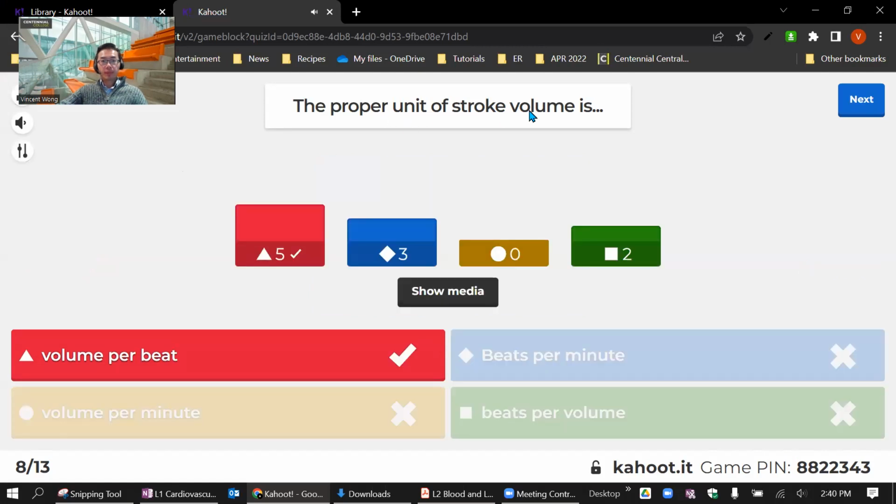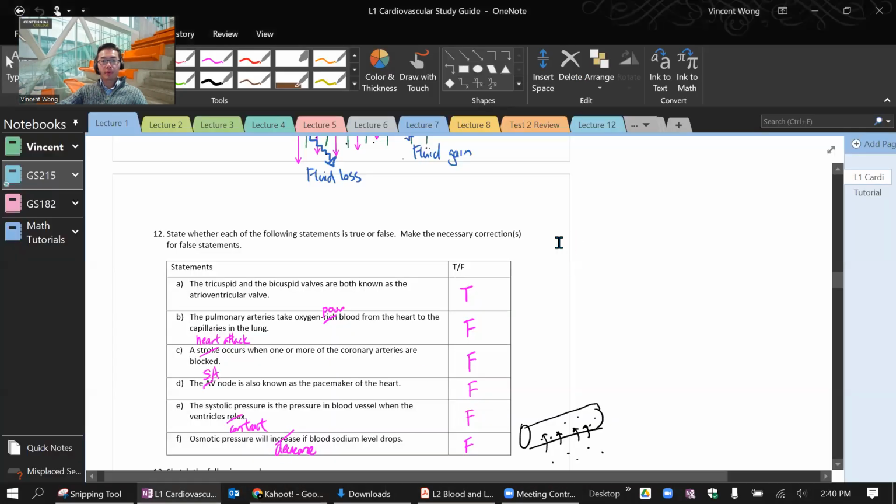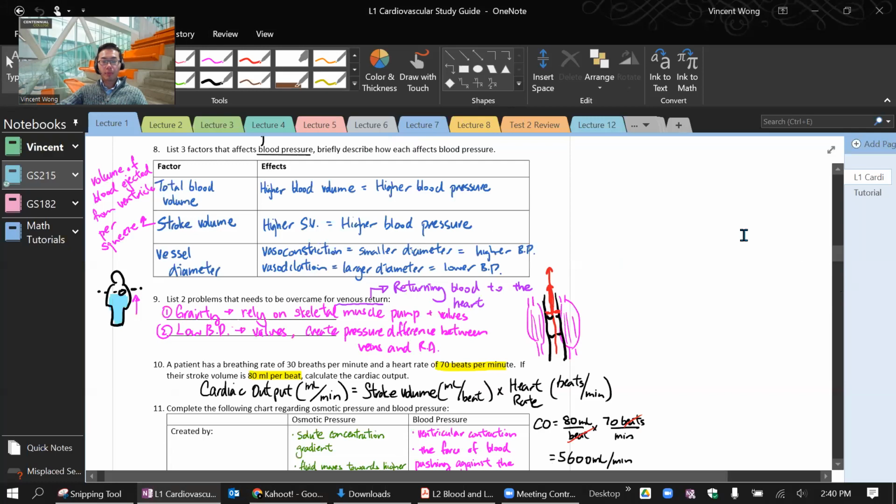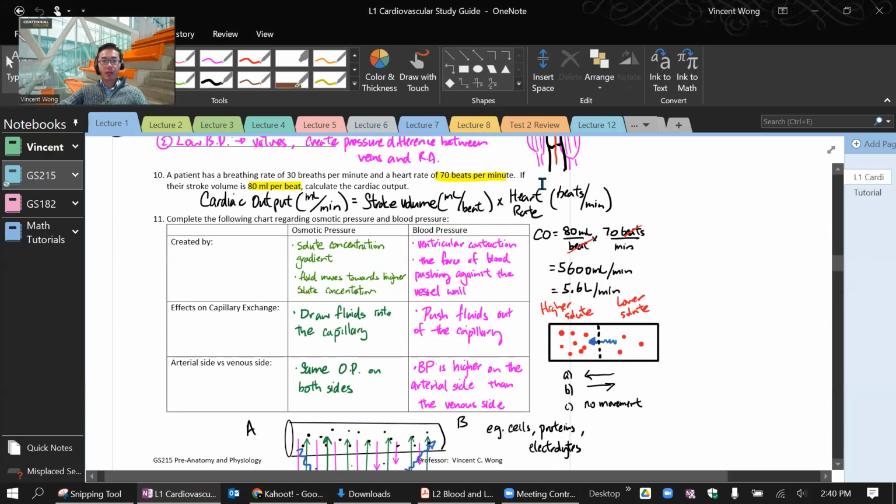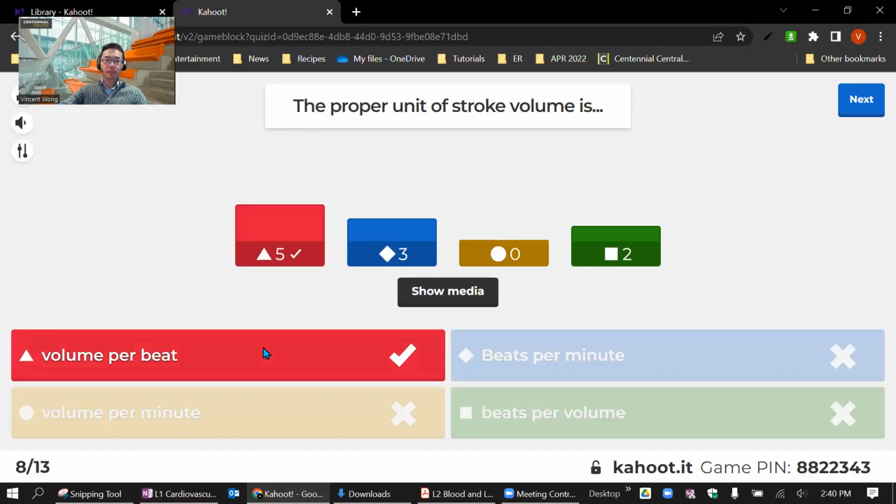Stroke volume. Let me just refresh your memory with the formula here. Cardiac output is stroke volume multiplied by heart rate, right? And you can see all the units here. Stroke volume is how much blood you squeeze out per beat. So that is milliliters per beat. Okay. Yeah, milliliter is volume, right? So volume per beat.